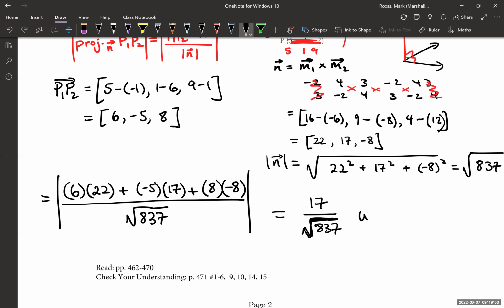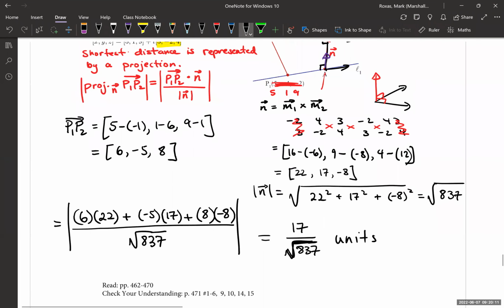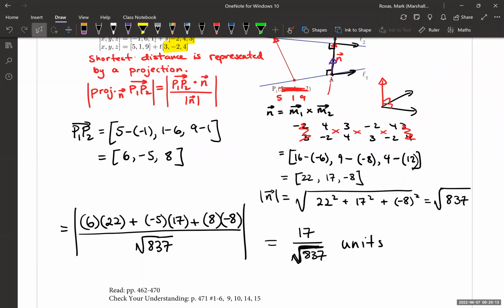And I'll just say units. If there were units, you could put them in, but I'll just say units. So the shortest distance between the two skew lines is 17 divided by the square root of 837. This is a question that encapsulates all of it: you have to know your dot product, your cross product, vector projection, and you're applying it to the concept of skew lines.